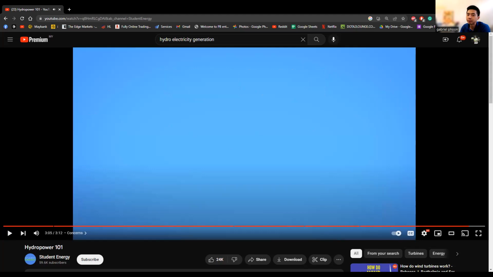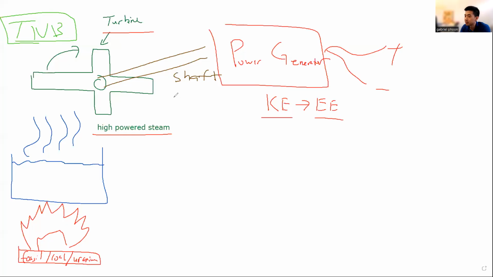Okay, so that was very nicely illustrated, right? If you think back here, this thing here is essentially almost the same working principle. The only main difference is that instead of the water spinning the turbine, they use fossil fuel to spin the turbine. The fossil fuel will generate high-powered steam, which is used to spin the turbine. And this turbine is connected to a shaft, which is connected to the power generator, converting kinetic energy into electrical energy.